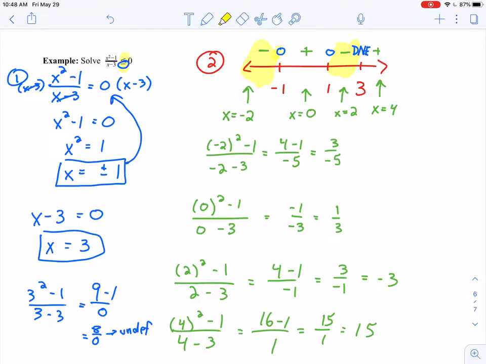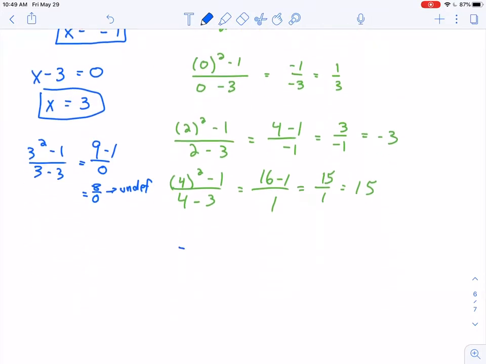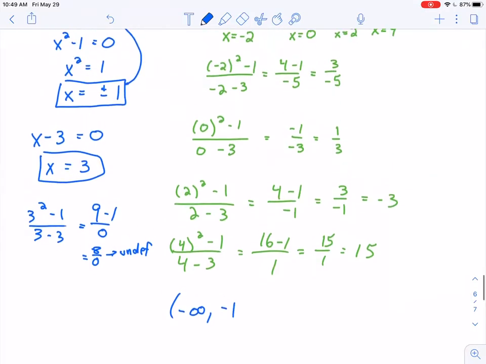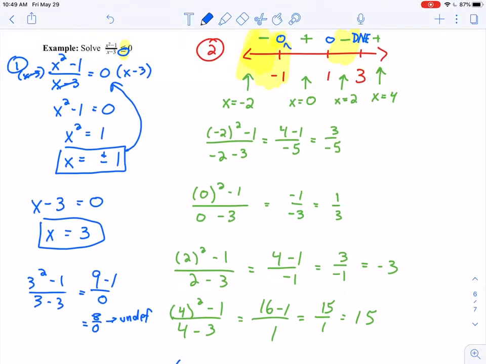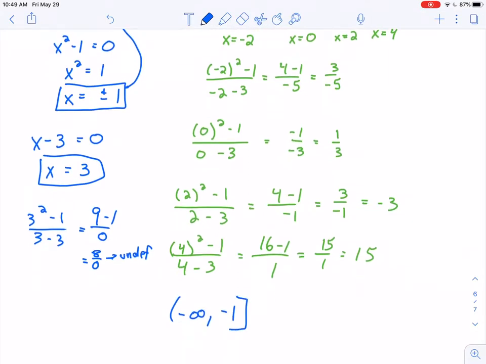So at -1, we said our function was equal to 0, so that means that -1 is included in my solution. If I want to talk about just this area right here, I would say to the left of -1, so that would be -infinity to -1. We always use parentheses around -infinity, but we want to say that -1 is included because we had the 0 right here. So I'm going to use a bracket around -1. So that's my first interval.